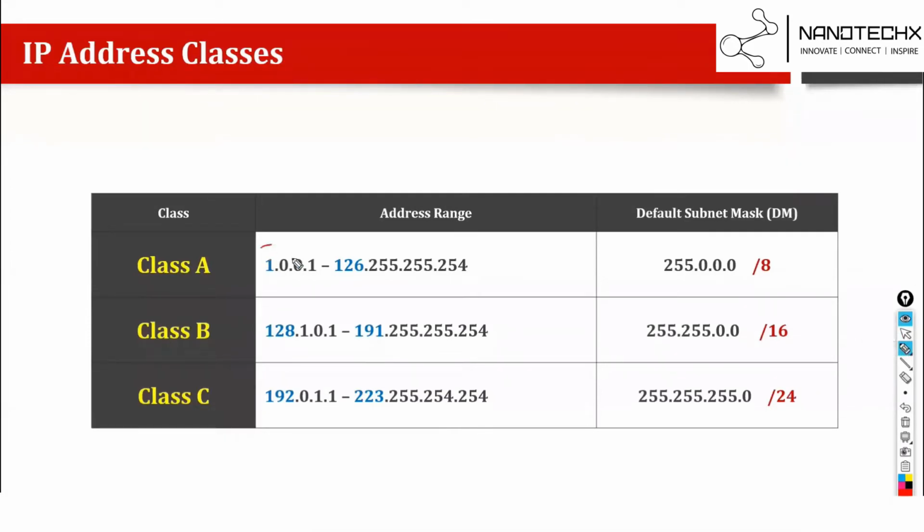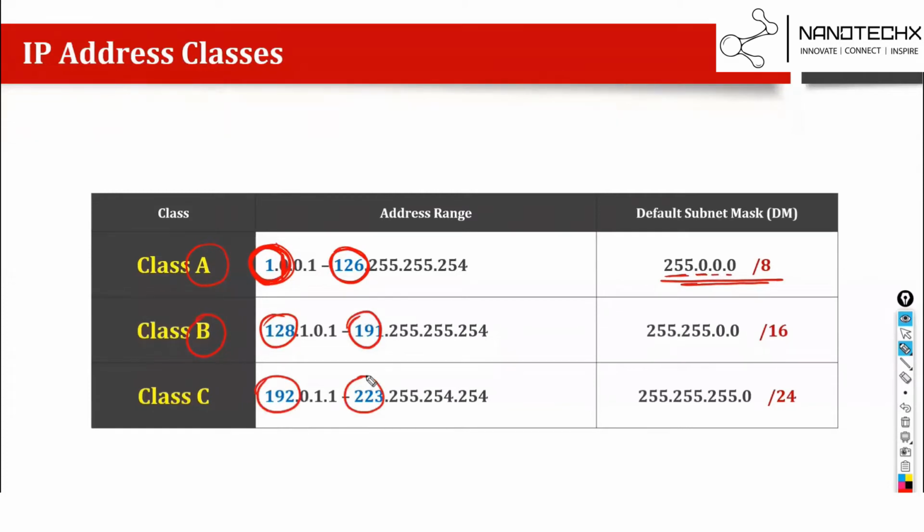If it is from 1 to 126, you should immediately know that this is a class A IP address. And then you should also know what the default subnet mask for this one is. It should be /8, meaning the first 8 bits are 1 and the rest are all 0. If the first octet is from 128 to 191, it is class B. From 192 to 223, it is class C.